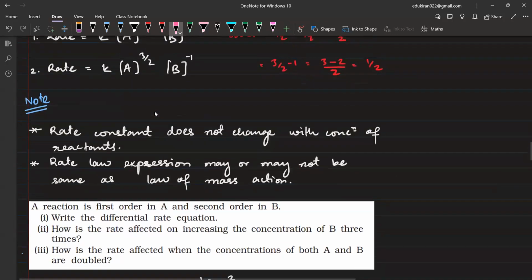Now we have a question. The question is, a reaction is first order with respect to A and second order in B. Write the differential rate equation. How is the rate affected on increasing the concentration of B 3 times? How is the rate affected by the concentration of both A and B? This question is in NCERT and it has been asked multiple times in the board examination. Okay, multiple times. It is a 3 marks question, very easy.